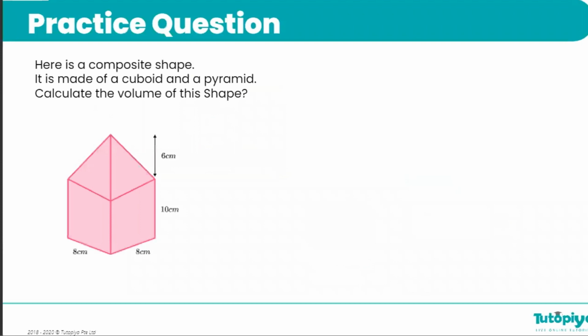So let's work out this question over here. The question tells us that we have a composite shape. A composite shape is basically any shape that has been made by putting or sticking 2 or more different shapes together. And this is made up of a cuboid and a pyramid on top. What we have to do here is calculate the volume of this shape.